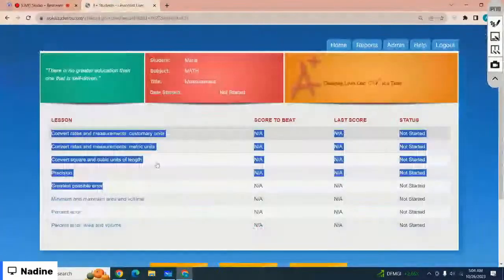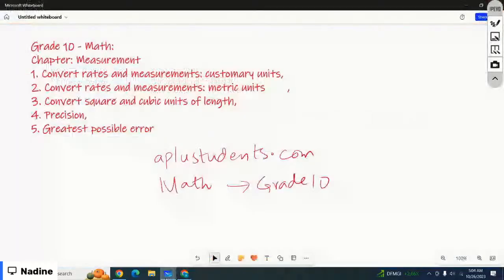Okay, so we are here for grade 10 math. You can find all the lessons on aplusstudents.com. You have to log in there using your email address and the password provided by the administrator. Then you have to select math from the subject tab. Scroll down to grade 10 and then click on view all lessons.